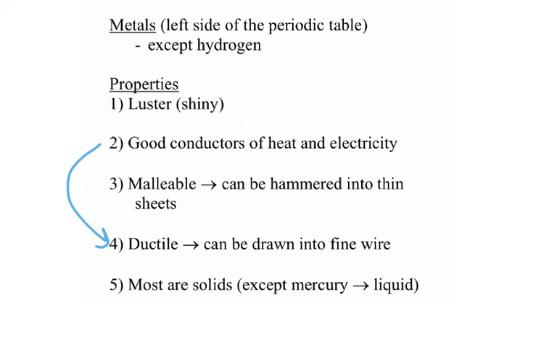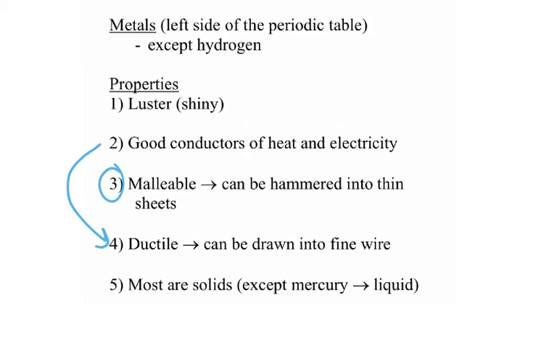There's other types of wires like aluminum wire, iron wire, chromium, and many others. But ductility, or being ductile, means that it can be drawn into a fine wire. Another thing, going back to number 3 here, is malleability. The word malleable means that you can hammer a metal into thin sheets.